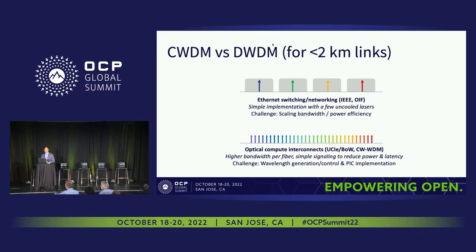The challenge here then becomes, now we're talking 16, 32, possibly even more wavelengths. So how do you A, generate those wavelengths? How do you control them on the laser side? And also, how do you track all of the wavelength tunable, wavelength selective elements on the PIC side as well?